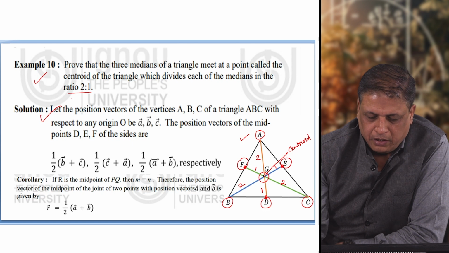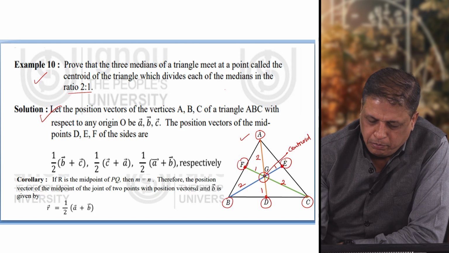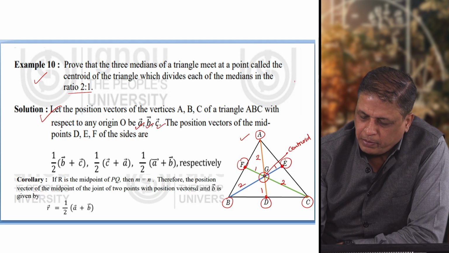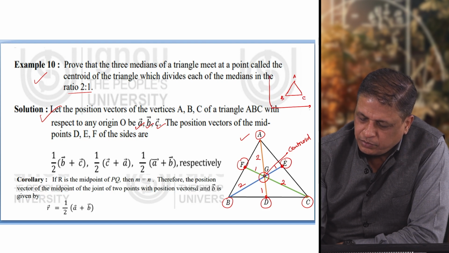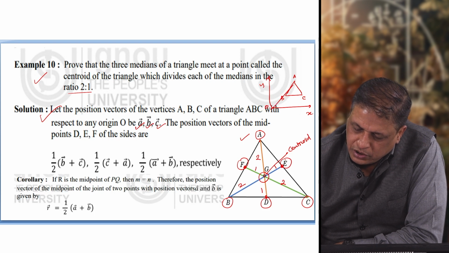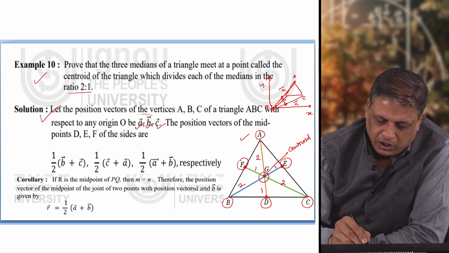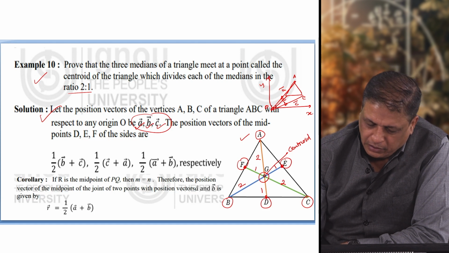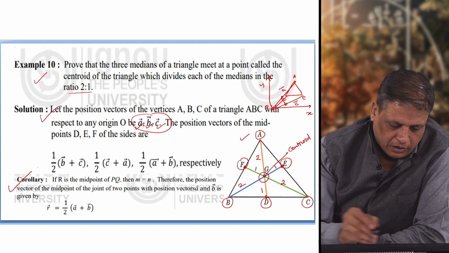So, let the position vectors of A, B and C be vector A, vector B and vector C. For better understanding, say this is our triangle, and this is A, this is B, this is C, and this is our coordinate system x and y. Vector from origin to A is vector A, to B is vector B, and to C is vector C. So, these three are the vectors, and D, E, F are the midpoints.